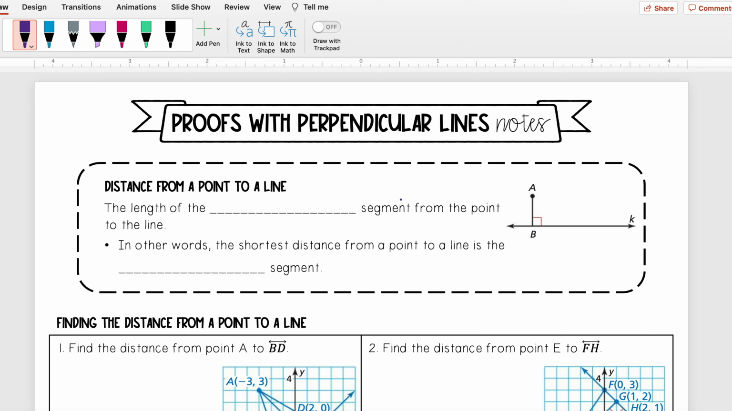Hello everyone, today we'll be talking about proofs with perpendicular lines, and in this first video we're going to be looking at finding the distance from a point to the line. The distance from a point to the line is just going to be the length of the perpendicular segment from the point to the line. In other words, the shortest distance from a point to the line is the perpendicular segment.